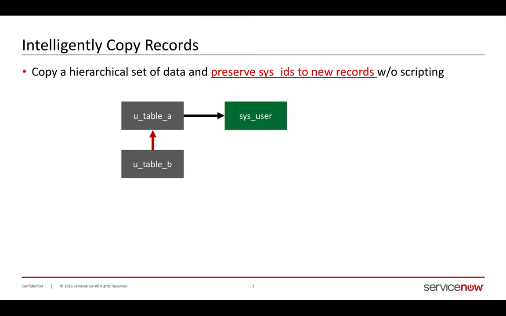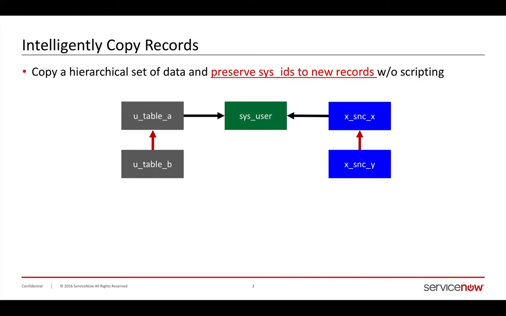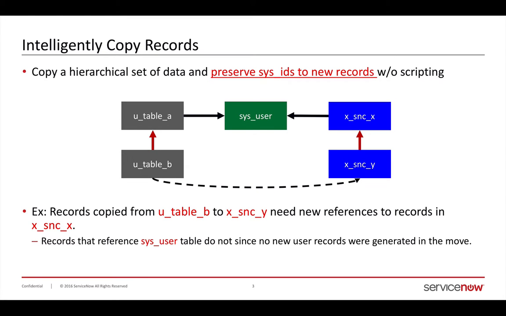Here's a simple data model of a parent table with a reference to sys_user and a child table that references the parent table. I want to copy records from the u_ tables to the x_ tables. The red reference arrow indicates I'm going to have problems if I simply copy all the field values from u_table_b to x_snc_y, because the parent records are not only in different tables, but have different sys IDs after they're created in the new table. However, not all sys IDs need to be recalculated since sys_user has what I'll call static data.